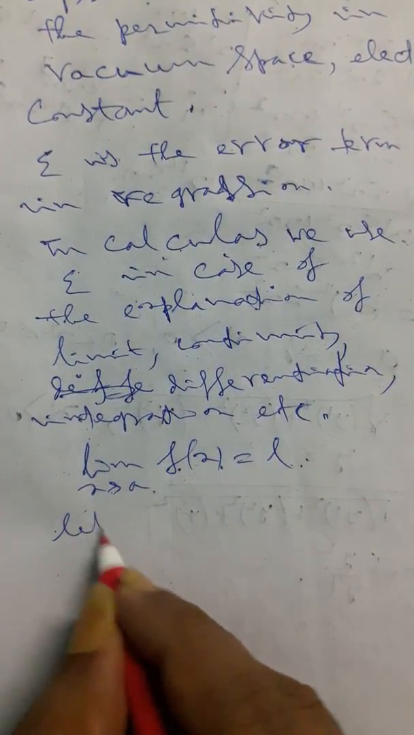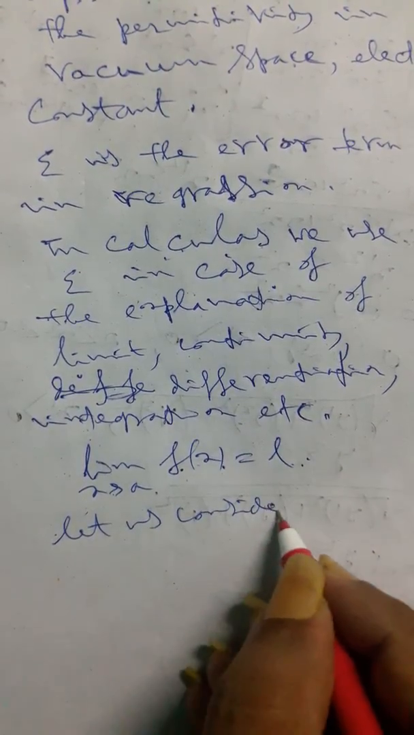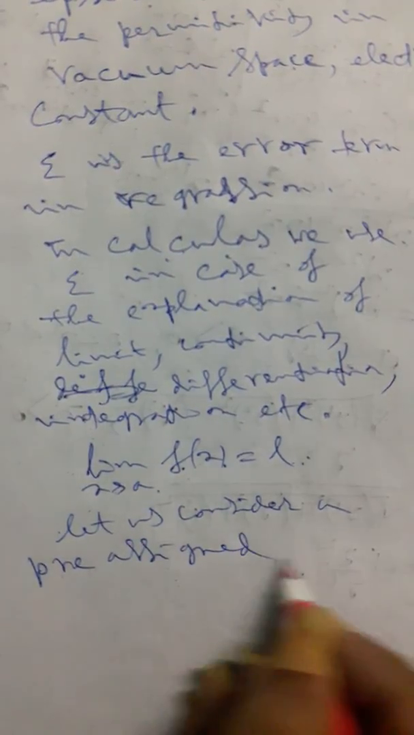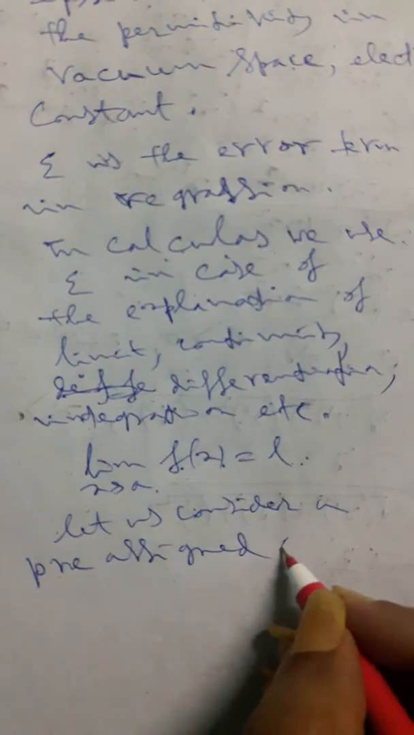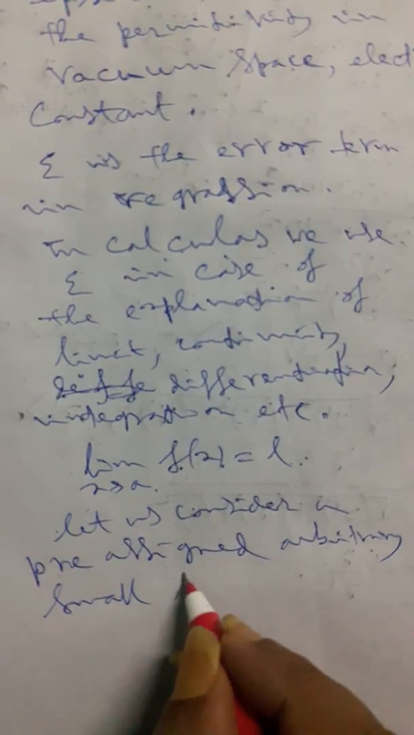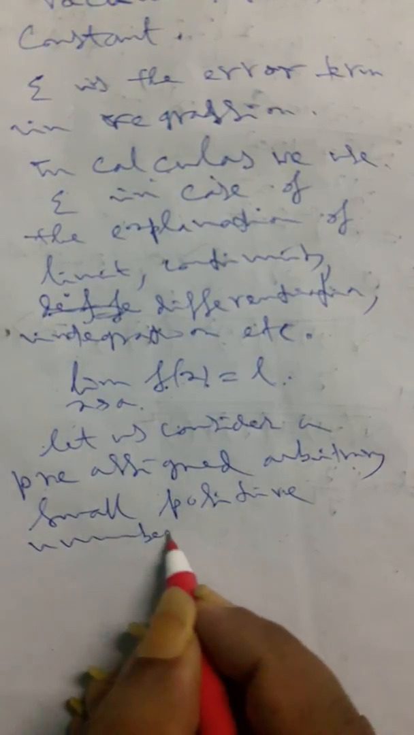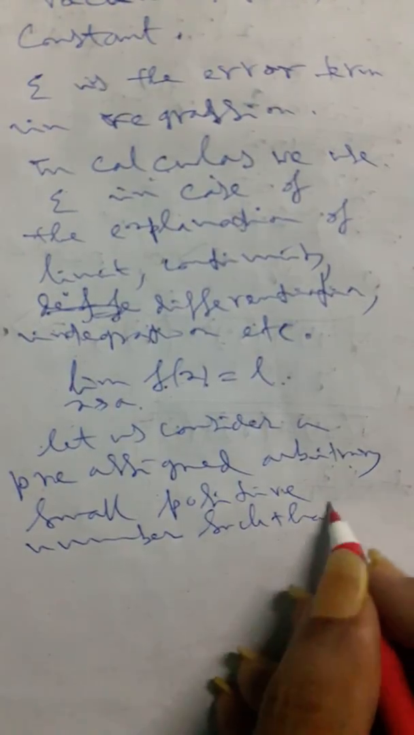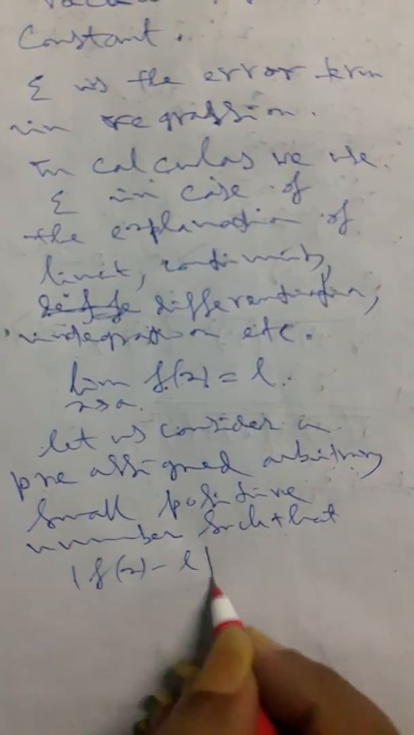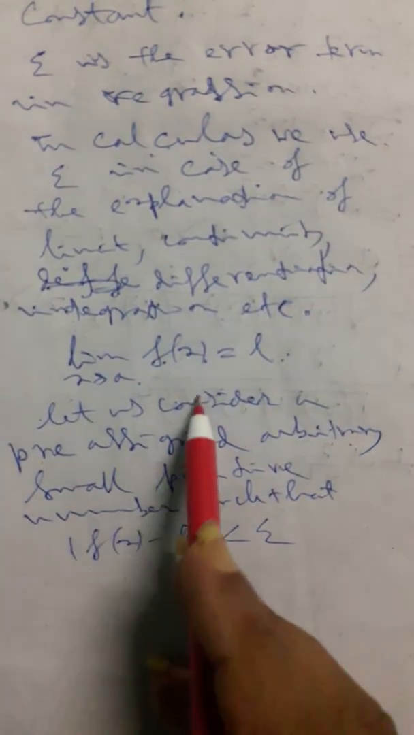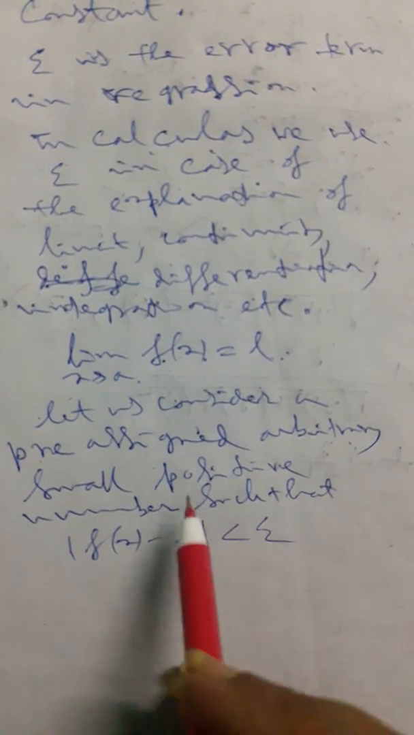At first, let us consider a pre-assigned arbitrary small positive number epsilon, such that mod of f(x) minus L is less than epsilon. What happened there? Here we consider epsilon as a pre-assigned arbitrary small positive number.